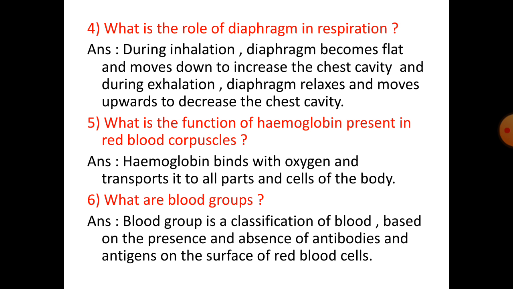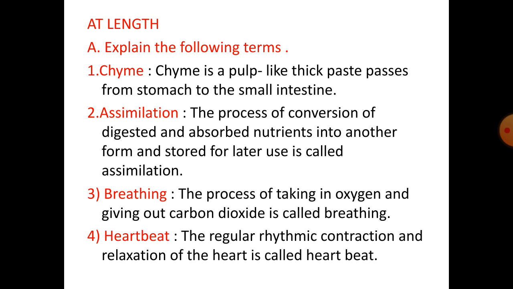6. What are blood groups? Blood group is a classification of blood based on the presence and absence of antibodies and antigens on the surface of red blood cells. A. Explain the following terms. Chyme. Chyme is a pulp-like thick paste that passes from the stomach to the small intestine.